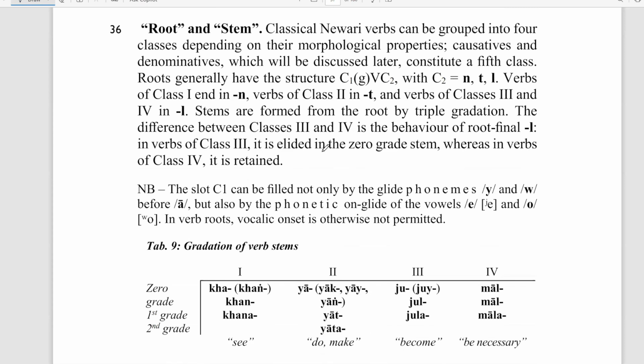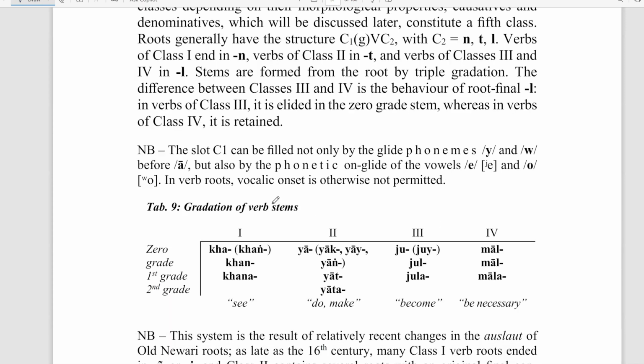In Classical Newar, we have word classes. We have 5 classes in total, so 1, 2, 3, 4, and the 5th class is the causatives. For now, it's sufficient for you to know that we have 3 grades. So 0 grade, first grade, and second grade.